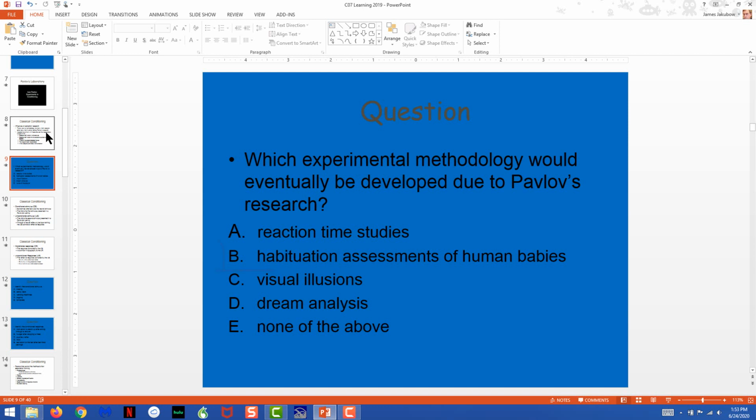And the answer there is B, habituation assessments of human babies. That might seem really odd, but when we were in the developmental chapter, we talked about how habituation was used to evaluate the cognitive structure of a nonverbal infant. That process actually came directly out of the work of reflexes and associative learning from Pavlov.